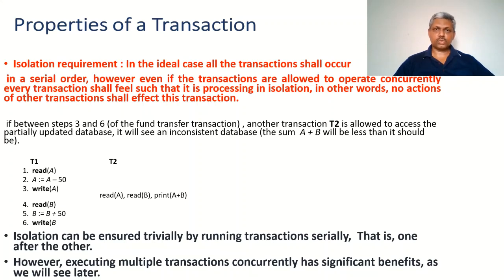So throughput of the system is an important issue here. How do I maximize the throughput of the system? Throughput of the system means the number of transactions that are getting operated or finished per unit time. So this throughput is also important. And while executing these multiple transactions concurrently, we will have a significant benefit. In the next part, we will observe how to achieve that.